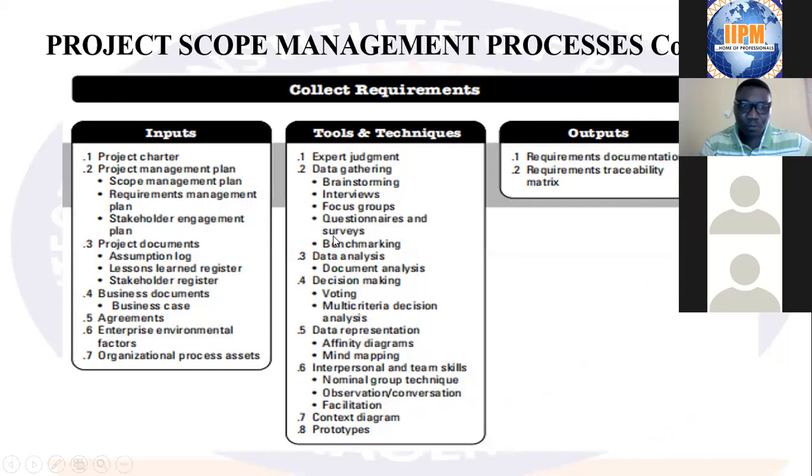Now, in the inputs for collecting requirements, we have the project charter. We have the project management plan, where we have the scope management plan, the requirement management plan, the stakeholder management plan. Then we have the project documents: assumptions log, lessons learned register, stakeholder register. And then number 4, business documents, where we'll be using the business case. Then number 5, agreements. We have enterprise environmental factors and organizational process assets. Now, on the tools and techniques, we have expert judgment, we have data gathering.